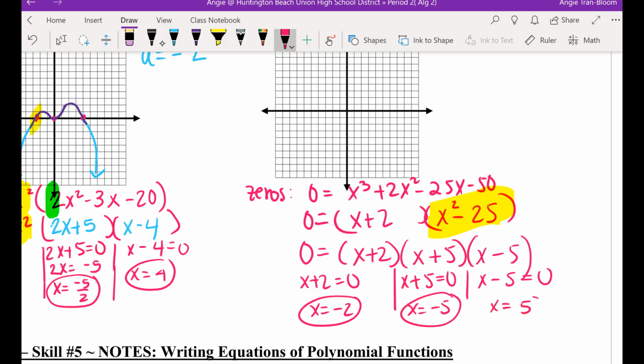Okay, let's plot them in. -2 is one of them. -5 is the next. And +5. Okay, I'm going to wait for a second so you can copy that down.